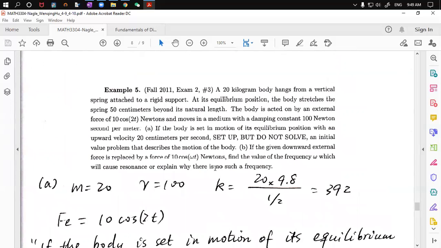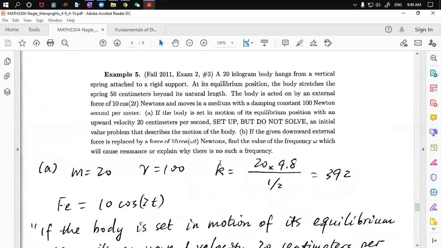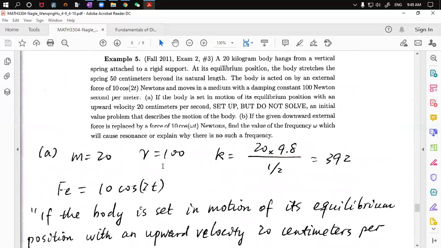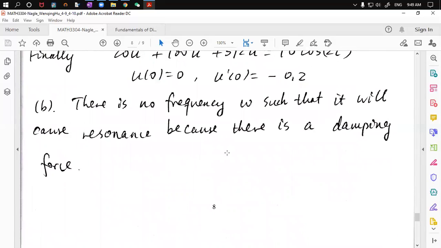Because even if you tuned the omega to be equal to the natural frequency, the gamma is huge, and you're going to be quickly damped. Remember, in our damping situations, you're going to be quickly damped because you have an overdamped situation. There's going to be no resonance, even if you would like to tune the external force to have the frequency of the natural frequency. Is that good for everybody?